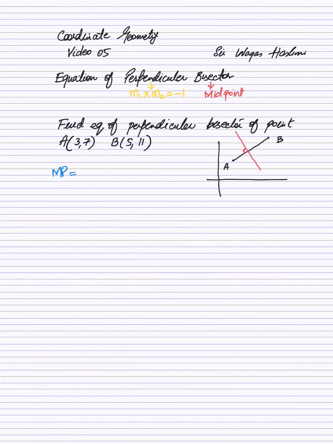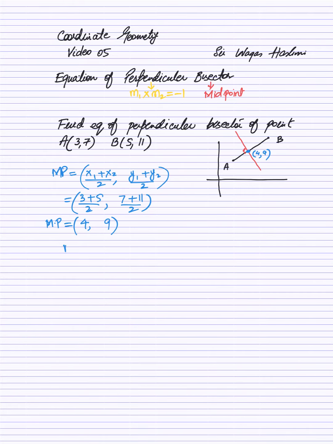So midpoint is equal to, the working formula is (x1 plus x2) divided by 2 comma (y1 plus y2) divided by 2. Alright, so x1 we have is 3, x2 we have is 5, divided by 2. Similarly, y1 is 7 and y2 is 11, divided by 2. So 3 plus 5 is 8 divided by 2, that is 4. 7 plus 11 is 18 divided by 2, that is 9. So these are the coordinates of the midpoint. And on your diagram, if I represent it, the midpoint is this point, it's 4, 9.